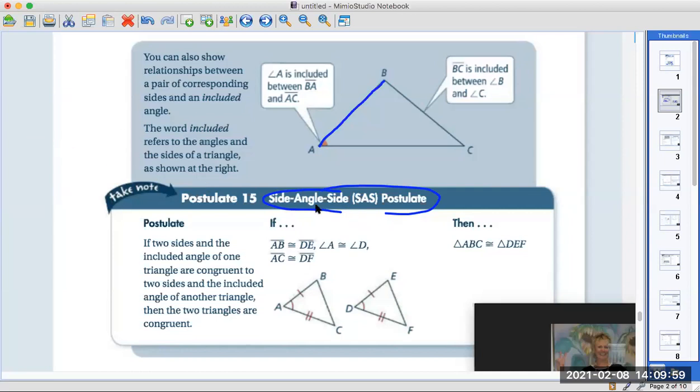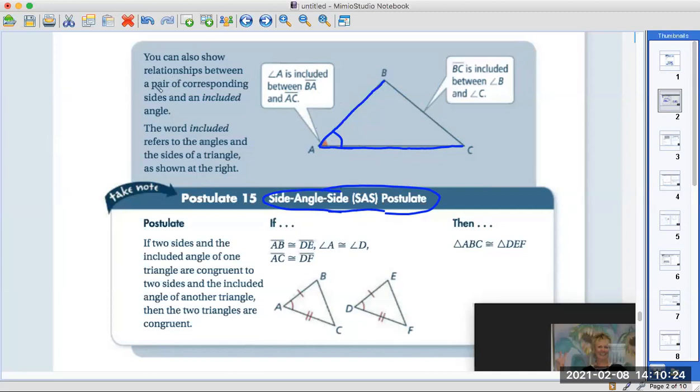That's the thing about this postulate. Notice the two sides are these. The angle is between. Angle A is called included, or between the two sides. This is the angle that will work, not this one or this one.